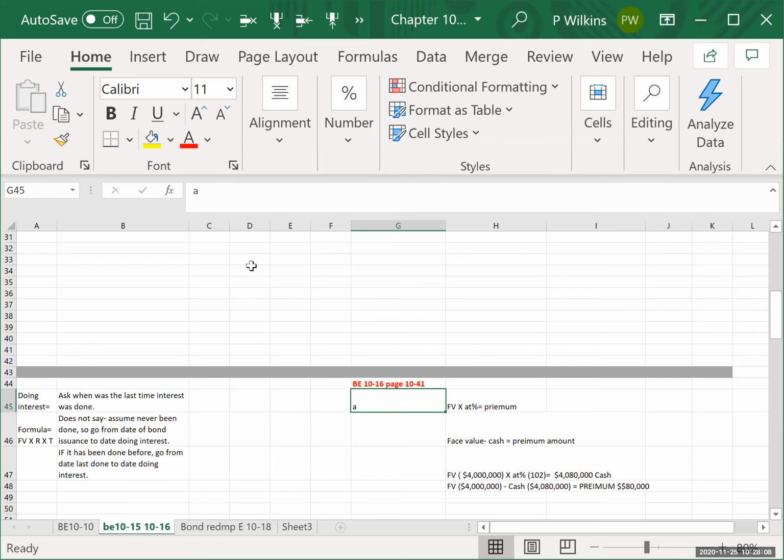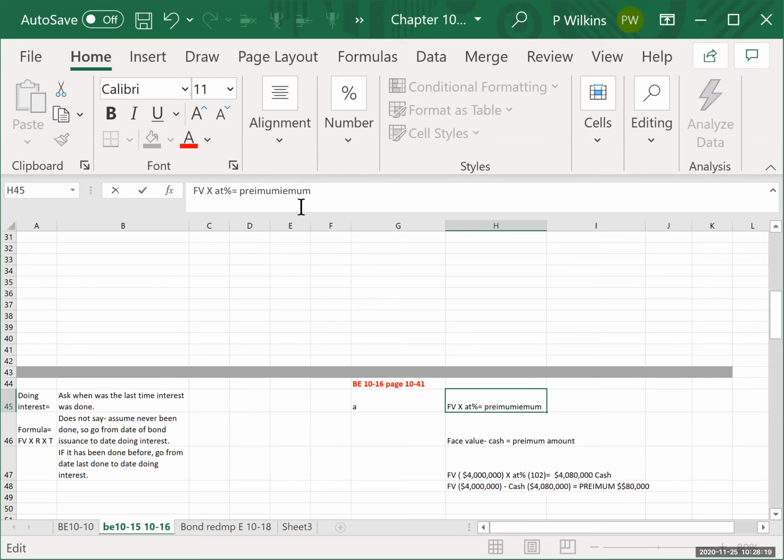So we have right here on the screen, it's face value times at percent, right? Face value times at percent is going to give you your cash amount. Face value minus your cash amount is going to give you if it's a discount or if it's a premium, right? And in this case, it is going to be more than.